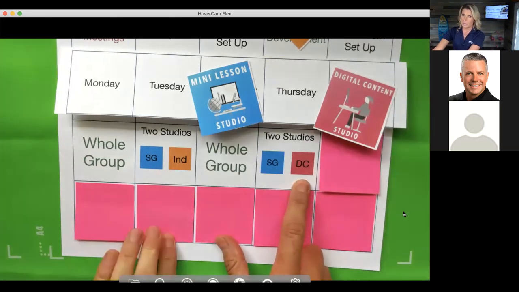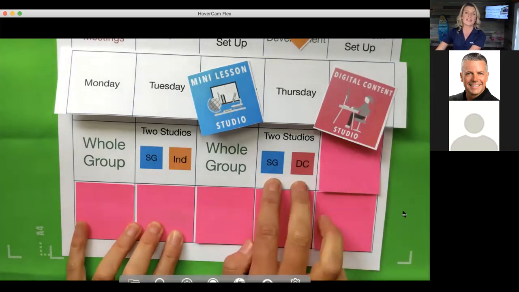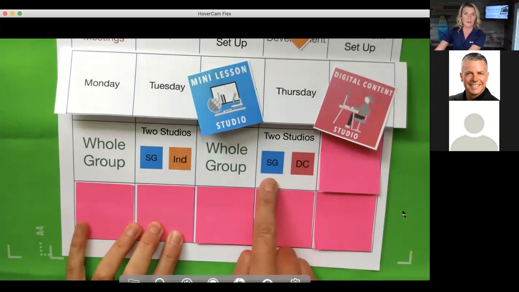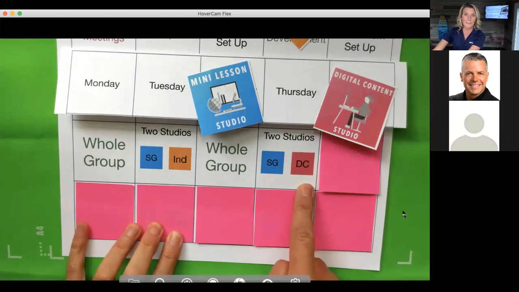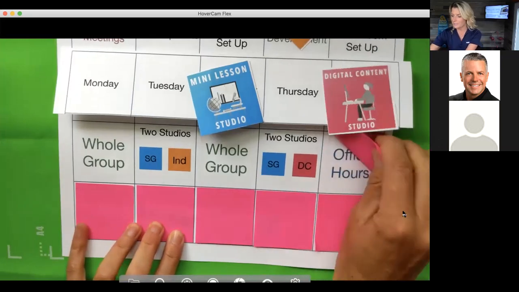Digital content, when I'm putting it together, is mimicking what I'm doing in my small group instruction. So these two things are going to be teaching the same thing, just in different ways. One with me, and one through some online program that is going to help build up the skills of the students. All right. Whew, that was a lot for digital content.